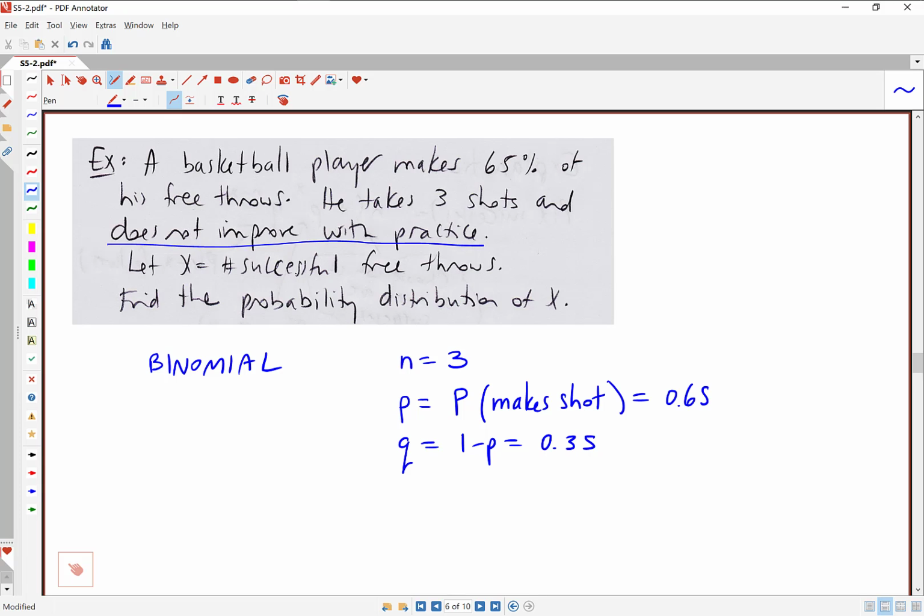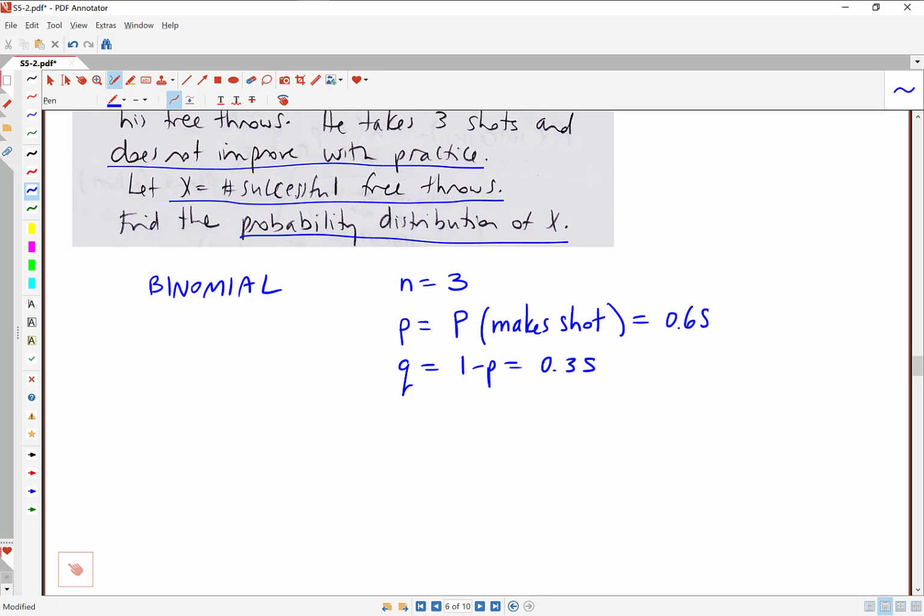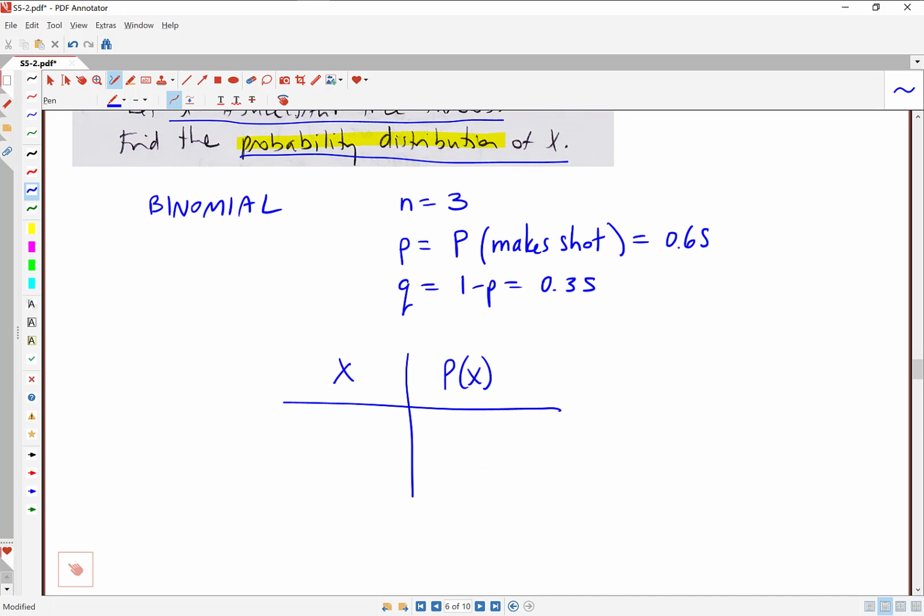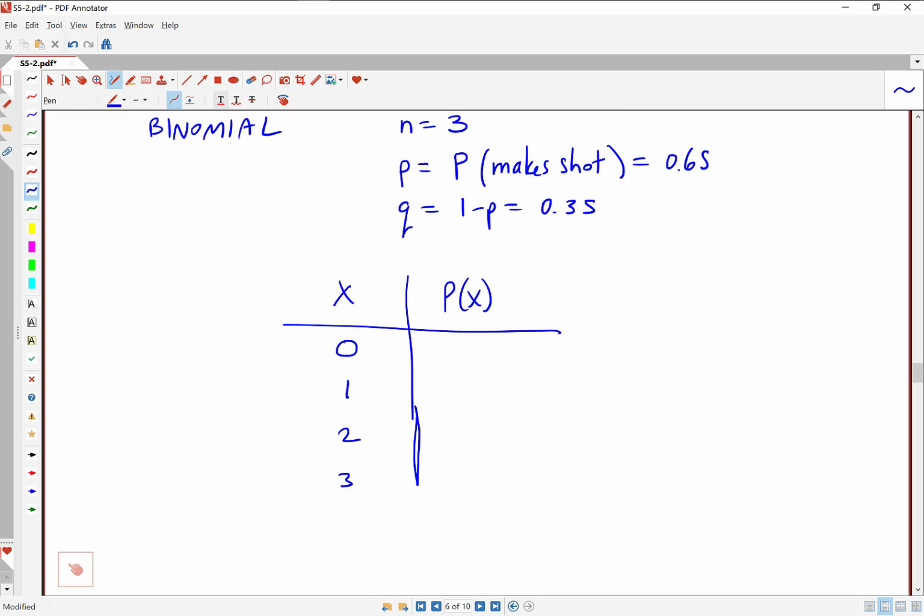Okay, now we're told in the problem that the variable X represents the number of successful free throws. And what we're trying to do is find the probability distribution of X. So let's remember what this word probability distribution means. It means you want to come up with a table that lists your different X values and the probabilities of each of those X values. So if this guy's taking 3 shots and X represents the number of successful shots, he could have 0 successes, he could have 1, 2, or 3 successes. So we're going to have 4 rows in this table, and our goal is to figure out the probabilities that go with each of those values.